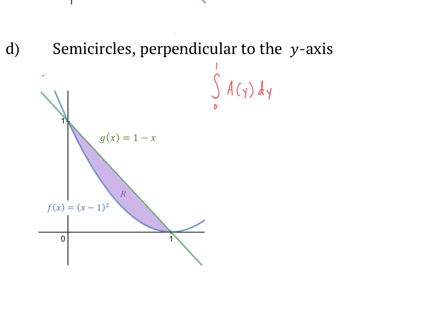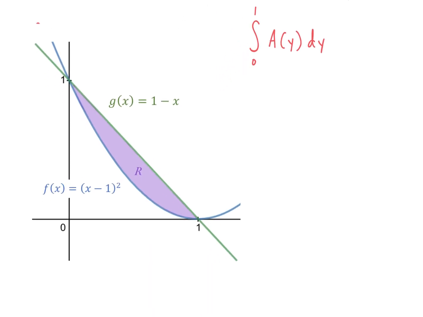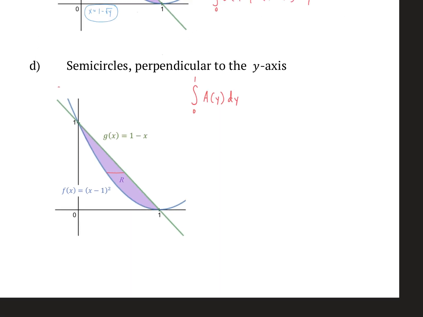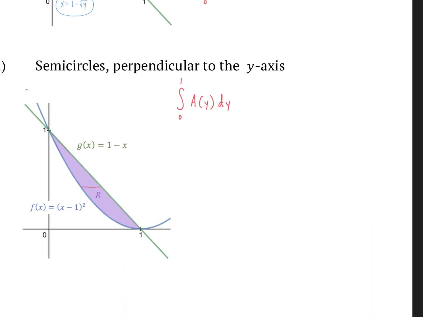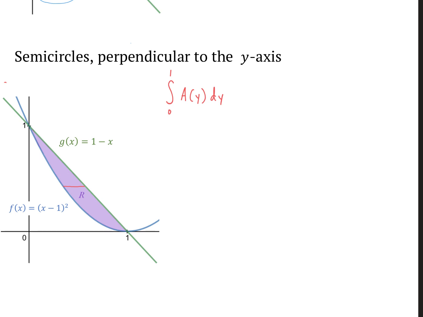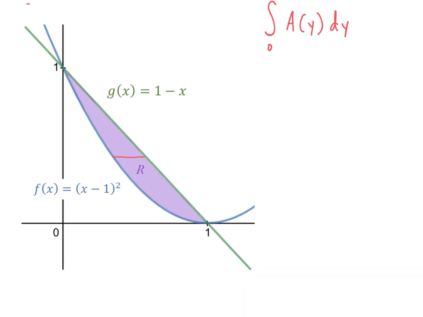Okay, so we look at this distance. That'll be the subtraction of the two, and we'll see how it relates to the area of a semicircle.